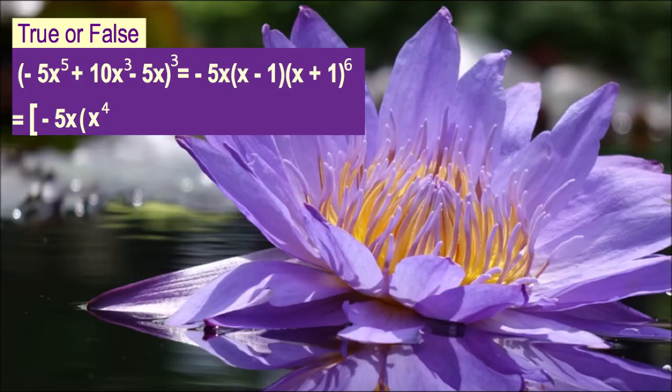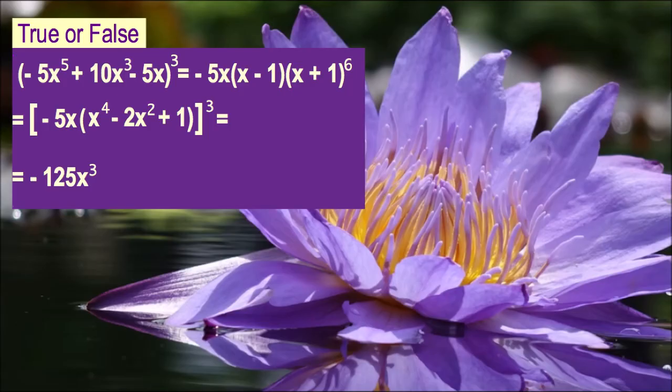So, negative 5x to the power 5 divided by negative 5x results in x to the 4th because the negative 5's cancel out, and x to the 5th divided by x is x to the 5th minus 1, or x to the 4th. Similarly, 10 times x to the 3rd divided by negative 5x equals negative 2x squared. And negative 5x divided by itself, negative 5x, is positive 1. The entire expression cubed. And now let's continue performing calculations.